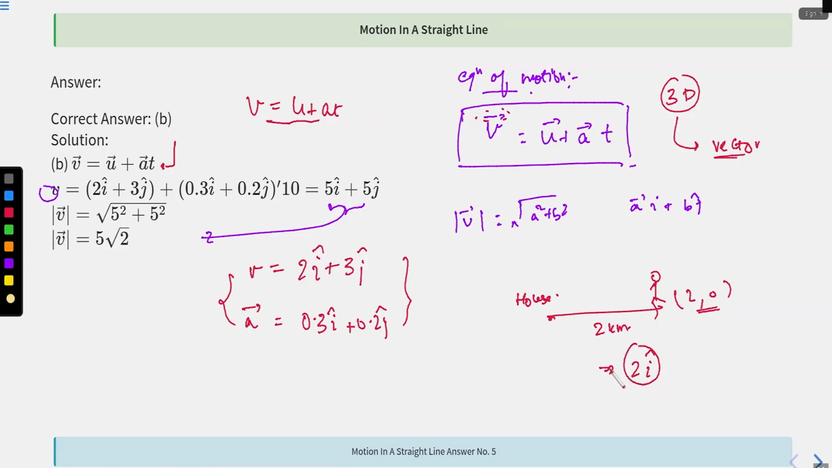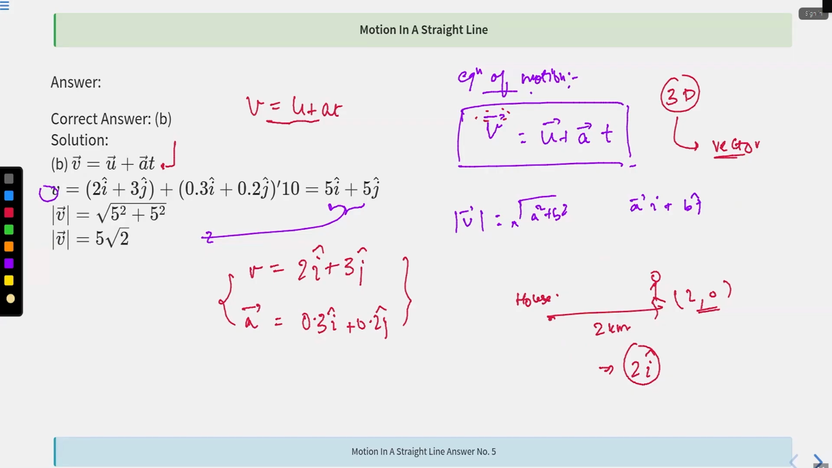So understand one thing, that your equation of motion is not just at the plane surface or the normal linear system, it's at a vector system also. You'll get to know the importance of this vector representation in your mathematics when you study vector equations and 3D geometry.